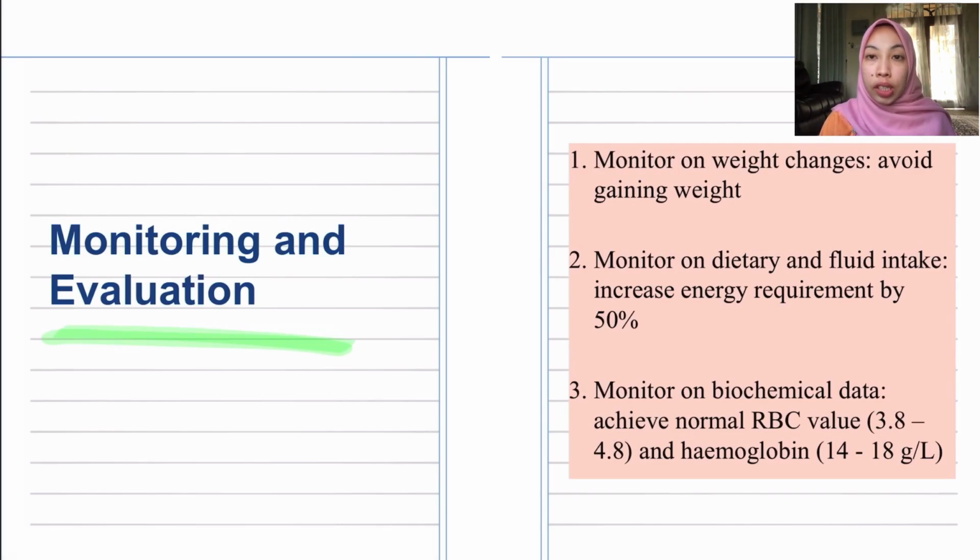Monitoring and evaluation for Mr. T include monitor on weight changes to avoid gaining weight. Second, monitor on dietary and fluid intake to increase energy requirement by 50%. And lastly, monitoring on his biochemical data to achieve normal RBC value, which is 3.8 to 4.8, and also hemoglobin value, which is 14 to 18 gram per liter.